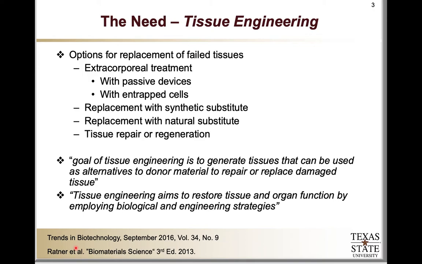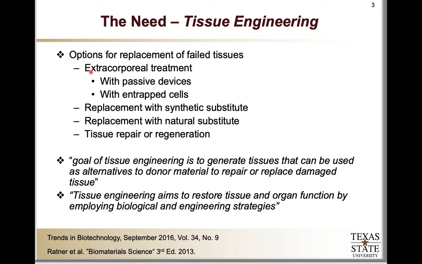All right, so what is the need for tissue engineering? For a patient, whenever a tissue has failed, the options that are provided are to utilize extracorporeal treatments. Those extracorporeal treatments could be either of a passive or a more active form. In terms of the passive form, here we're talking about utilizing an extracorporeal device such as a hemodialyzer, where the blood will be circulated through a polymeric membrane that enables the exchange of molecules that need to be removed, for example, and those devices are considered passive.